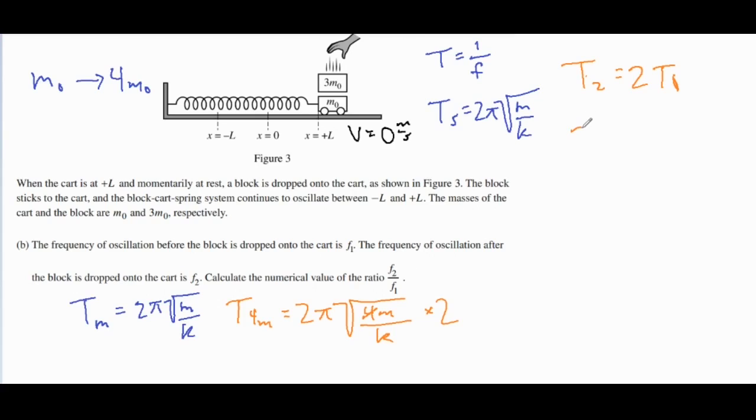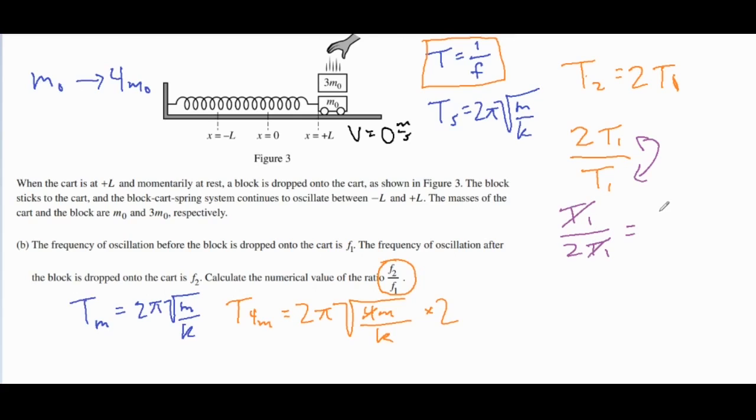So I have 2 times period 1 over the regular period of 1. So my ratio is 2, but they want the ratio of the frequencies. So I know the frequency is the inverse of the period. So what I want to actually do is invert this, which basically is going to flip this, and then it's going to be T1 over 2 T1, which is basically then just going to give me a ratio of 1/2.